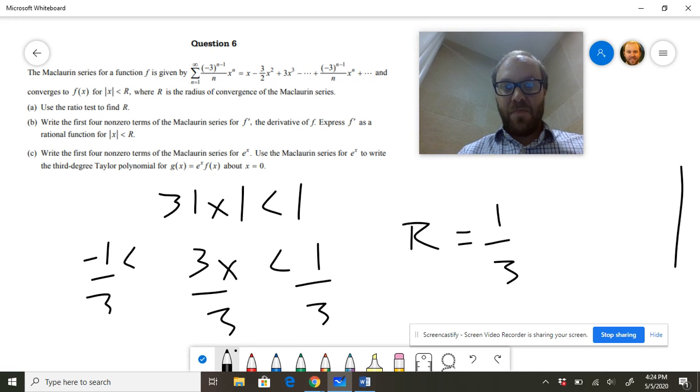Okay, they're not asking us to do anything like find the interval of convergence. We don't need to check endpoints or anything like that. So that's all we need to do for the ratio test part. I'm going to do a separate video looking at some of the other parts.